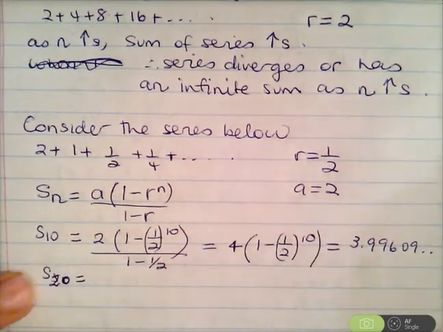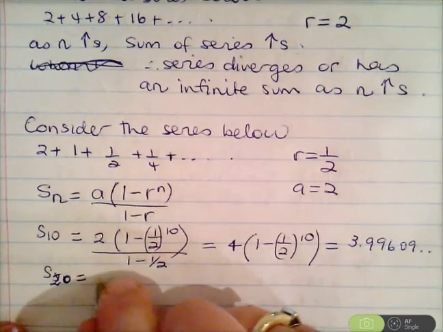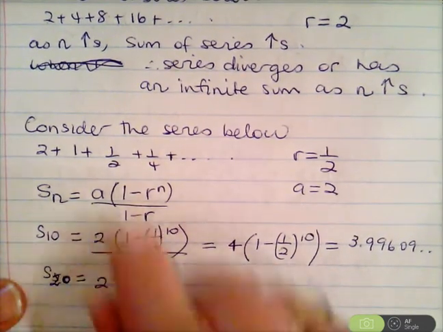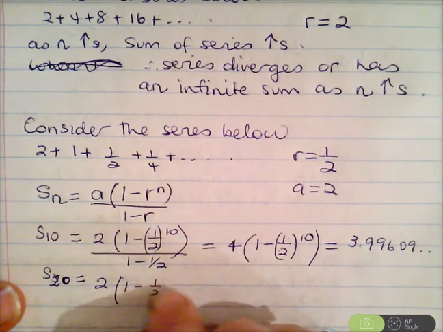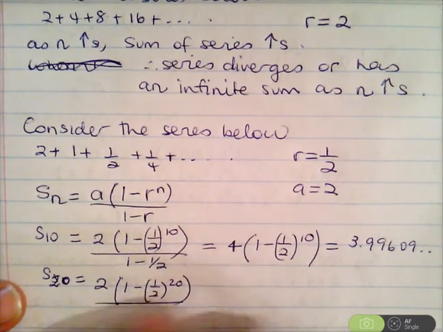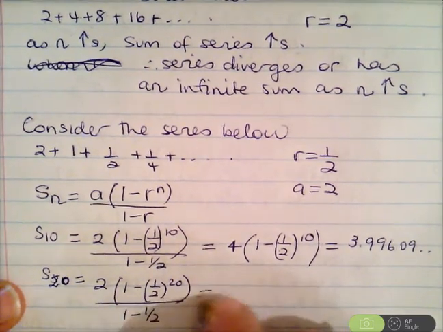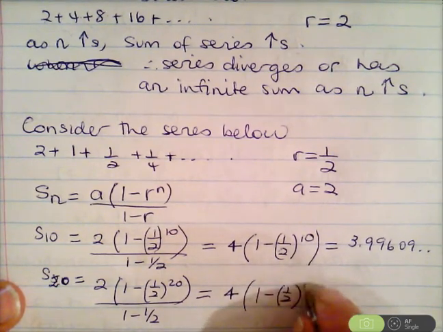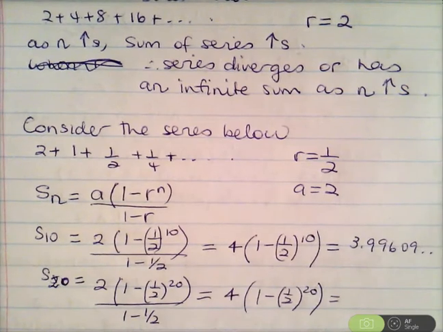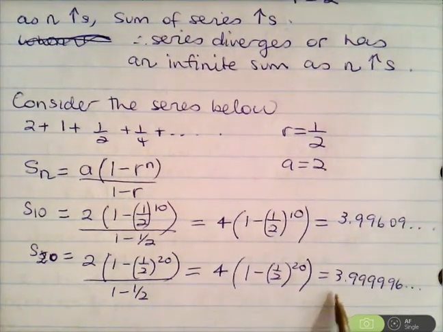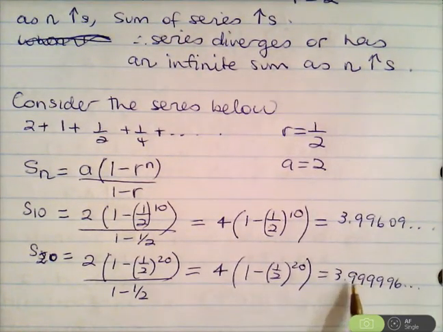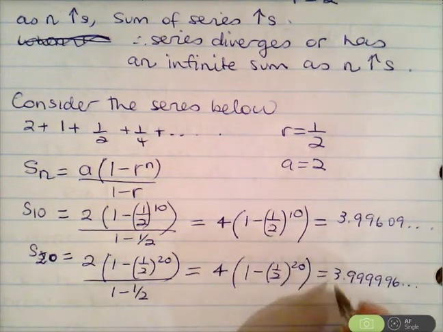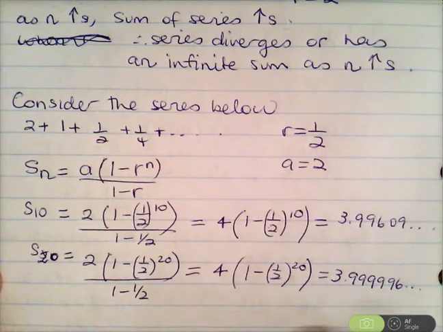I was going to do the sum of 50 terms, but I'm actually just going to do the sum of 20 terms first. a is 2, 1 minus a half to the power of 20 over 1 minus a half, 1 minus r again, which is 4 times 1 minus a half to the power of 20. And if I work that out on a calculator, I get 3.9999996, etc. So this looks like it is approaching 4.